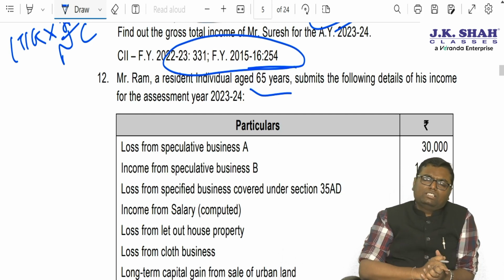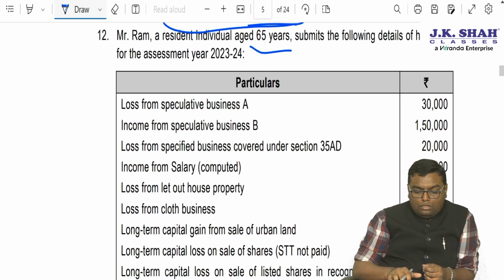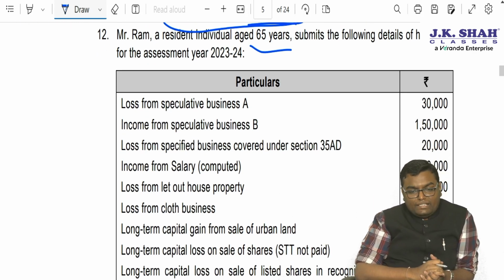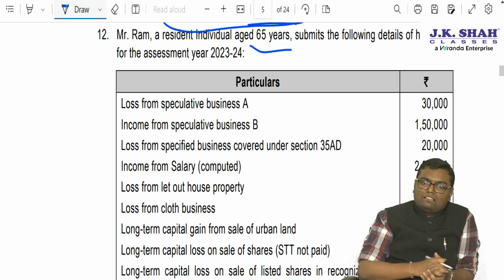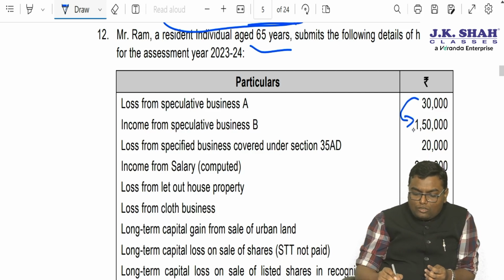So basically this question is surrounded by set off and carry forward of losses. Loss from speculative business A 30,000, income from speculative business B 1,50,000. Can I say whatever is the loss of speculative business, I can definitely set off against speculative business. So this will be set off, and this income will be 1,20,000.